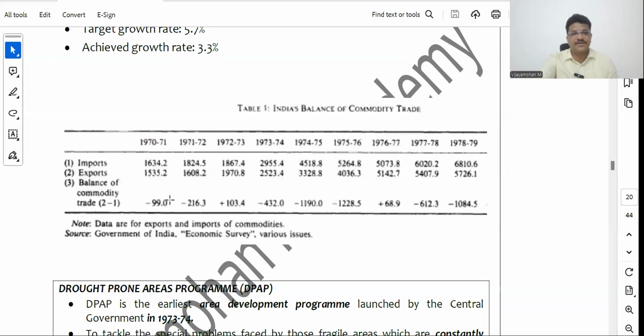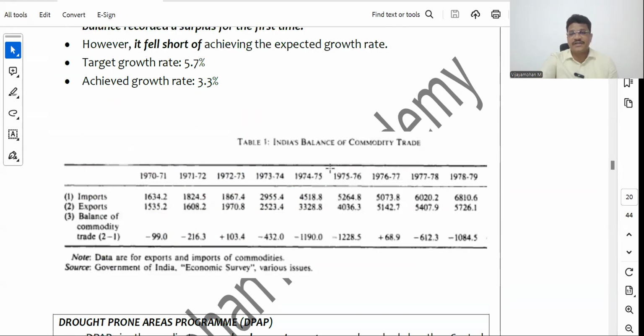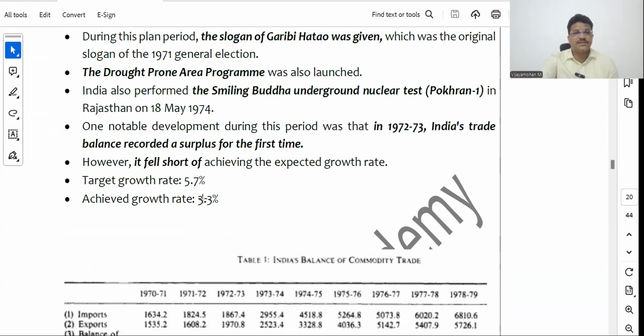This is an important aspect, right? And this data has been taken from the government sources only, right?